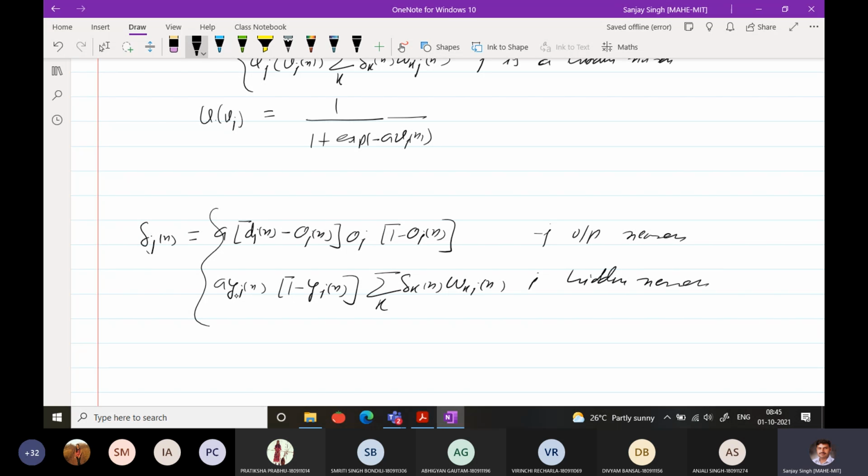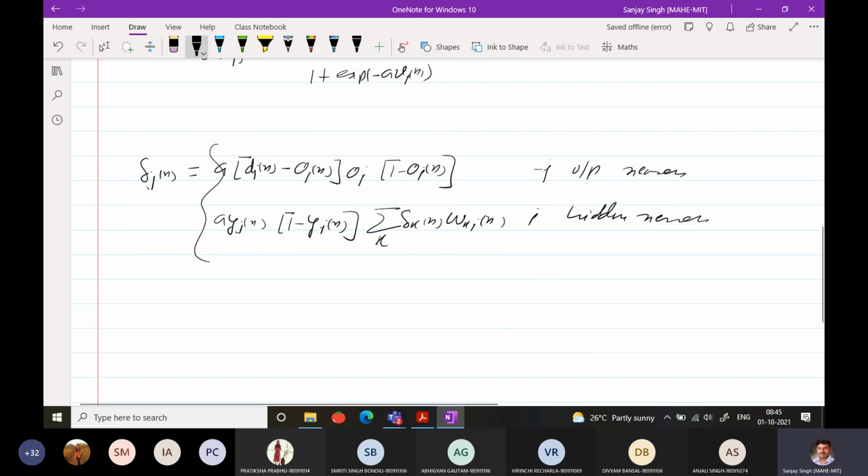Yj is basically the output of the jth neuron. Here we have not written O because the jth neuron belongs to some hidden layer. That hidden layer could be anything, first, second, or third, depending on the depth of your network. Now this we can simplify further. Let's say that the slope parameter A is equal to 1, so that term will not be there and I can directly use that.